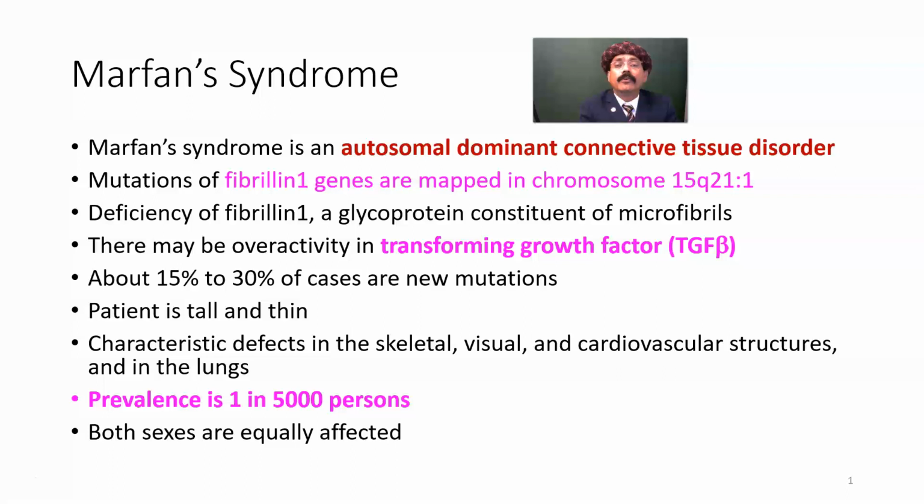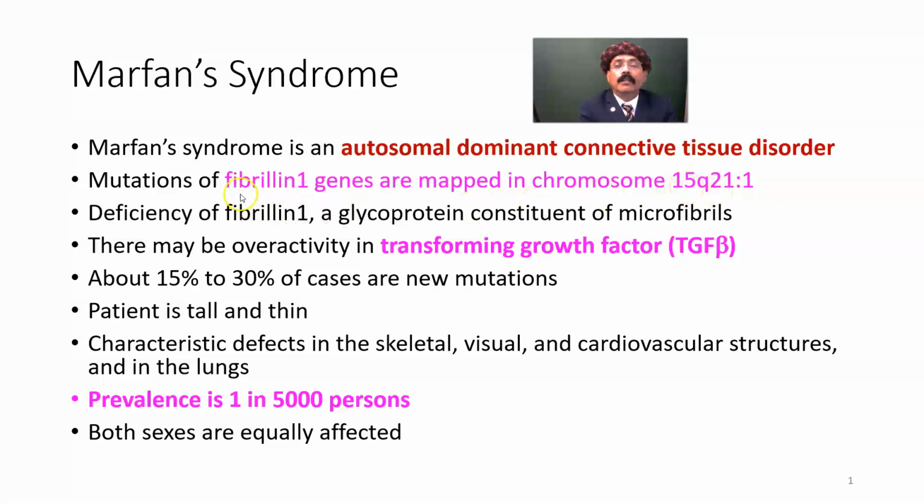Marfan syndrome is an autosomal dominant connective tissue disorder. The mutation happens in the Fibrillin 1 gene, which is mapped on chromosome 15q21.1. This is the locus, chromosome number 15.